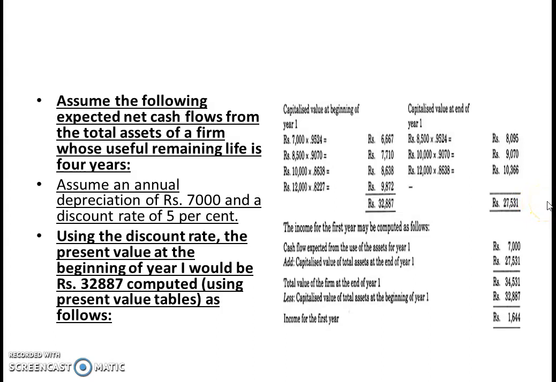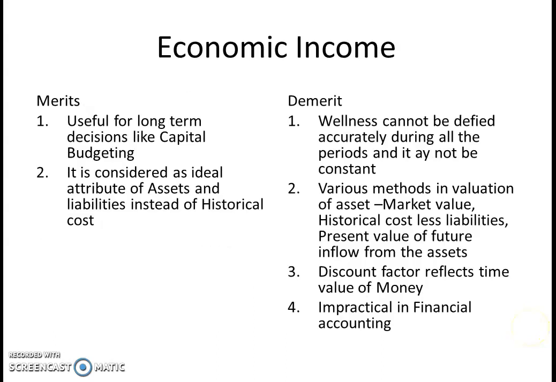So how much did I invest in the beginning of the year? 7,000. What is the value at the end of the year? 27,531. How did I get 27,531? You're multiplying the present value factor to the amounts being invested. So we have totally 34,531. What is the value at the beginning of the year, the present value at the beginning of the year? 32,887. The difference between these two is basically called economic income.